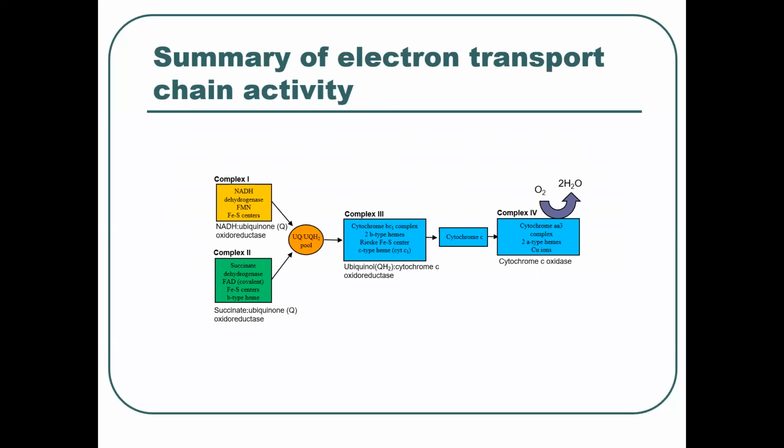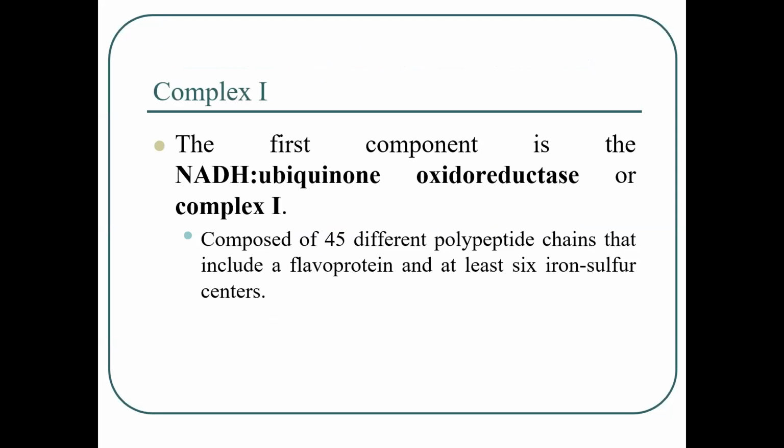So the chain goes from complex 1, if the donator of protons is NADH, to ubiquinone, to complex 3, cytochrome c, to complex 4. And if the carrier is reduced flavin, then it'll go to complex 2, to ubiquinol, to complex 3, to cytochrome c, to complex 4. So it now behooves us to look at each of these complexes.